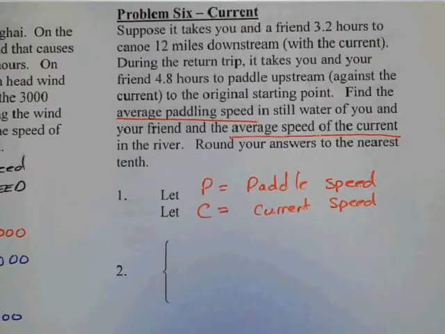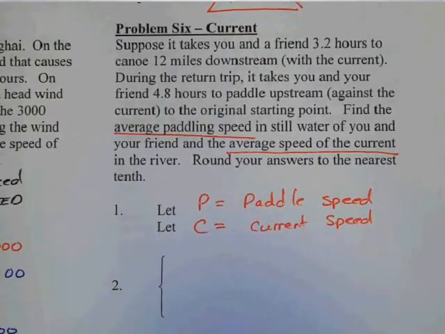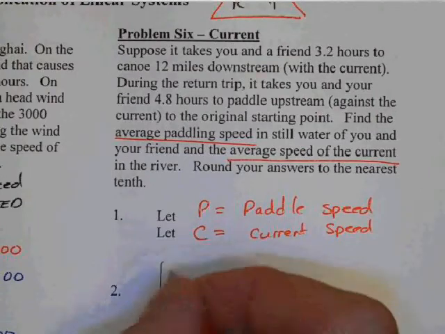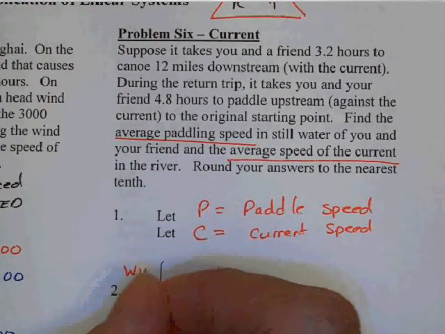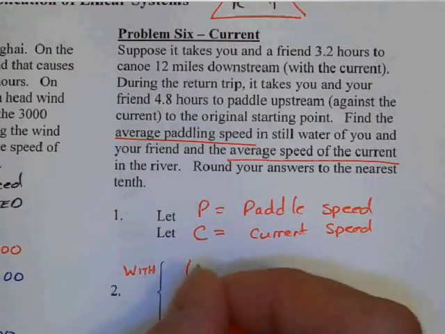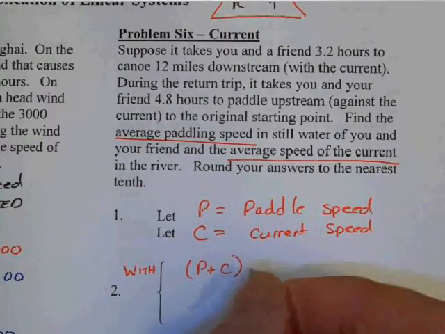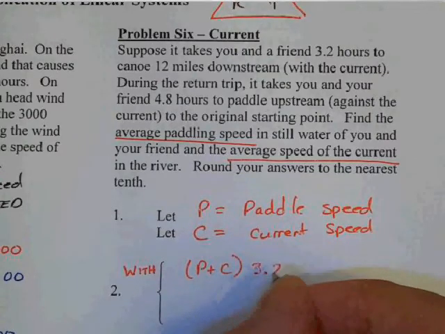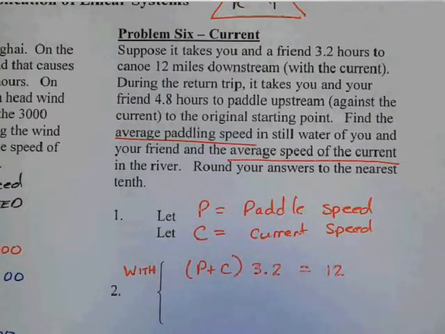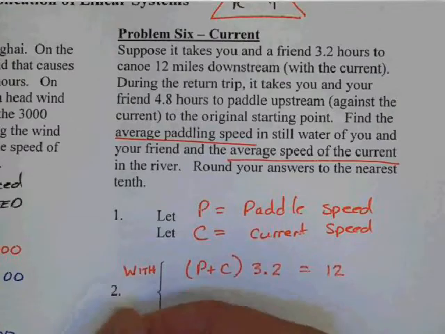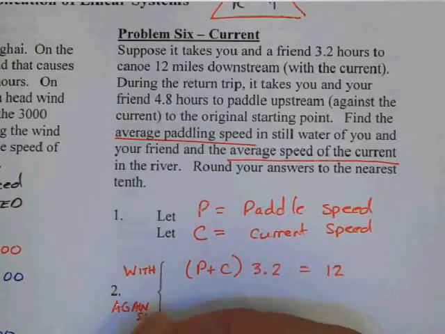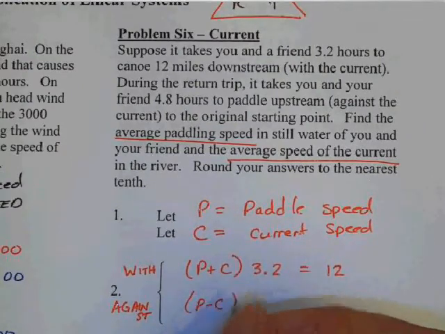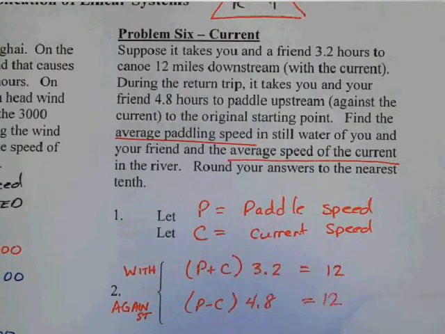Now, reviewing the idea that distance equals rate times time, when we're going with the current, it's helping us. So rate, P plus C, times time, 3.2, equals distance, 12. When we're going against the current, it's P minus C times 4.8 equals the same 12.